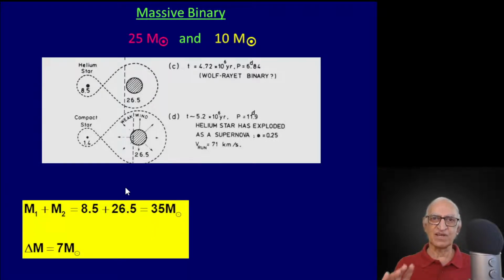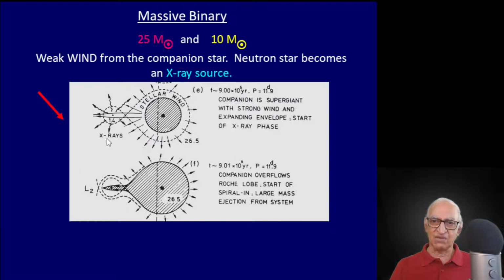So we will now have a very interesting binary. A binary now consisting of a newly born neutron star with a gaseous companion star. Now, the companion star is still in the main sequence. You notice that the companion star is well inside its Roche lobe. But there is a stellar wind from the companion, just as there is a stellar wind from the sun, namely the solar wind. Now, this stellar wind will be captured by the gravity of the neutron star, and the neutron star will emit X-rays. We shall discuss that in a moment in a little more detail.